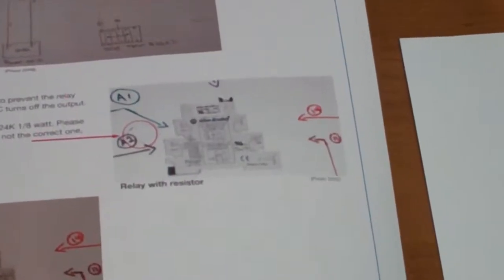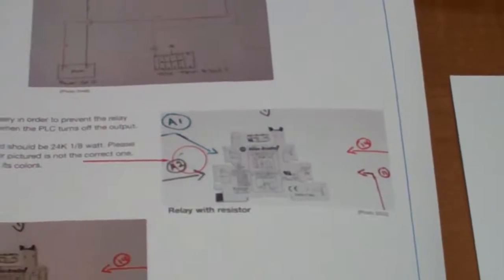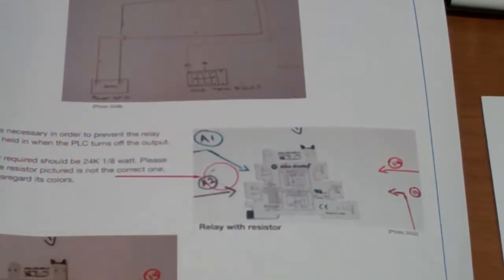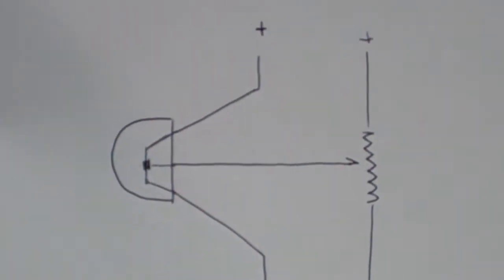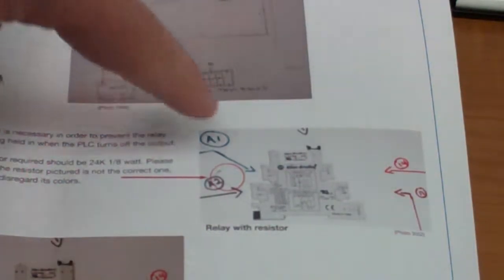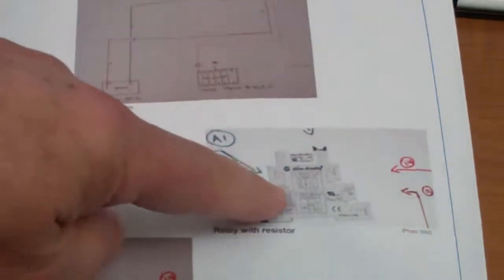There's a relay right there from Allen Bradley that we can connect to the PLC and isolate the FET output from the valve. This thing here is like this, but it's packaged very differently.